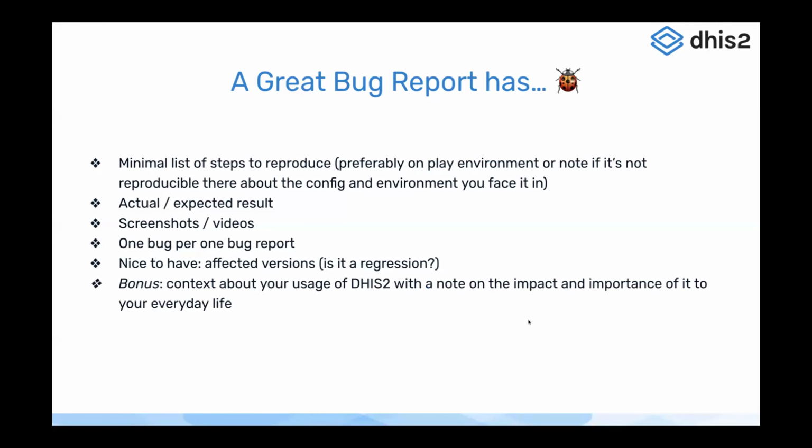And bonus actually that can really help is context about your usage of DHIS2 with a note on the impact and importance of this bug to your everyday life. Because you can see a bug, let's say, oh, we cannot add an avatar to a user, but another user could say, oh, I don't need avatars. But maybe your users really need it. So you could say, okay, we have 5 million users and they cannot add avatar, and we actually cannot differentiate well, and it really helps us, and so on.